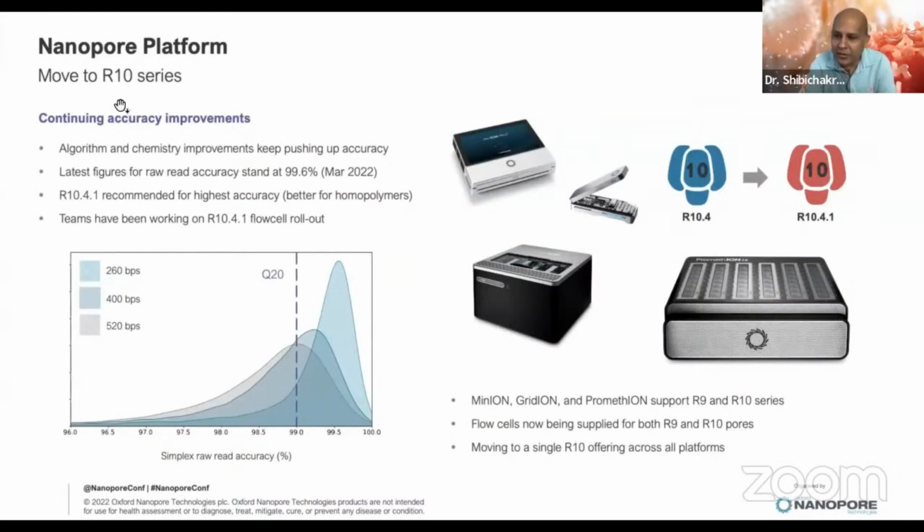Earlier it was called R9.4, now it's R10.4. The R10 series clearly has a huge performance update. How? Mainly you can see in this graph the different bases per second, BPS. It used to be 520, then 400, then 216. The slower it goes, the more accuracy the software is able to recognize.